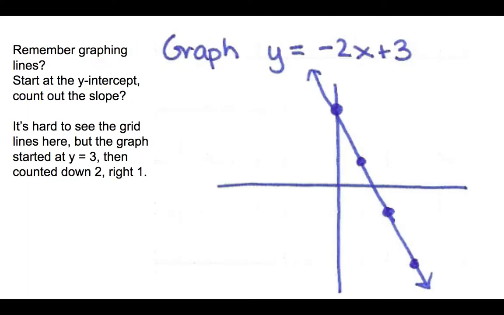Well, welcome back. You might not be able to see my graph paper, but I started my graph at y equals 3, and then because the slope was negative 2, I counted down 2 squares and right 1 square, and then down 2, right 1, down 2, right 1. I could have also gone up 2 and left 1, but there's my line.